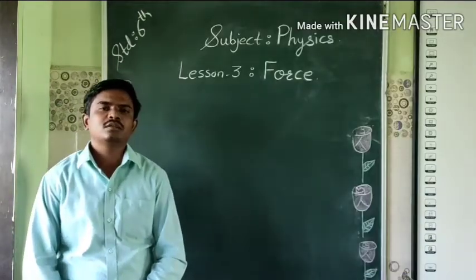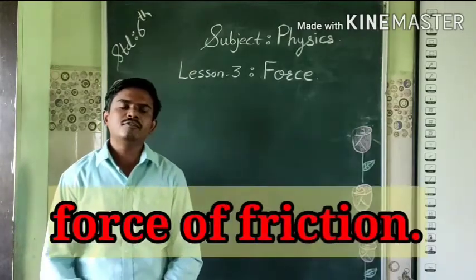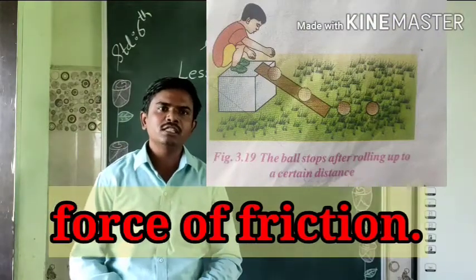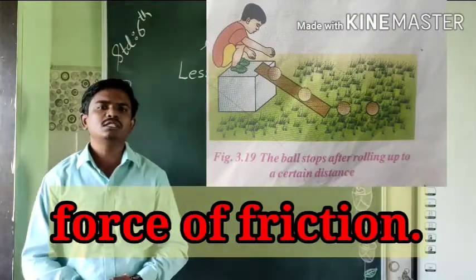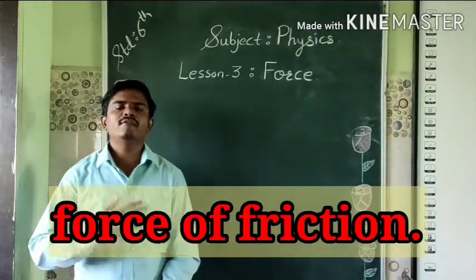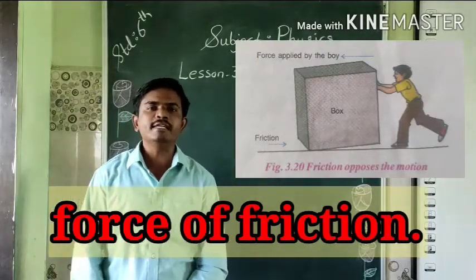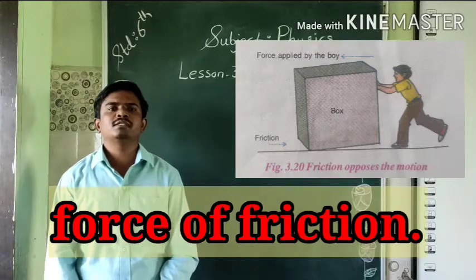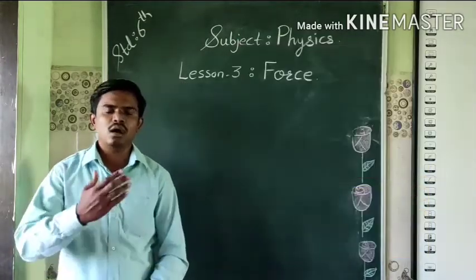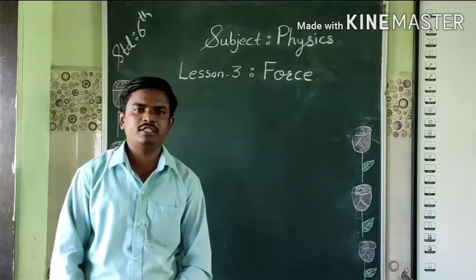Next, students, we will talk about the force of friction. The force which slows down the motion of a moving body in contact with another body is called force of friction. We can say that friction is the force which opposes the relative motion between two surfaces when in contact with each other. Now we will talk about the disadvantages of force of friction.